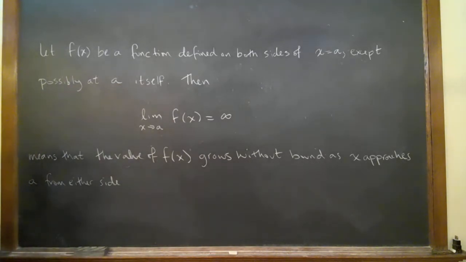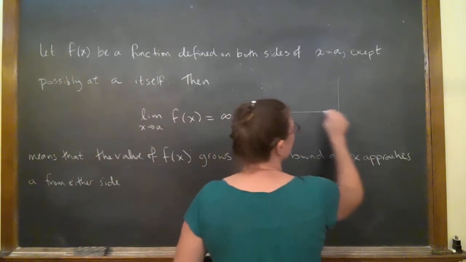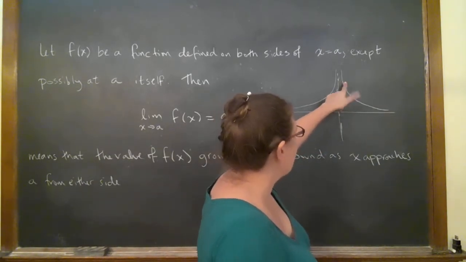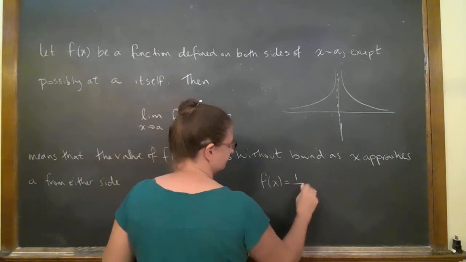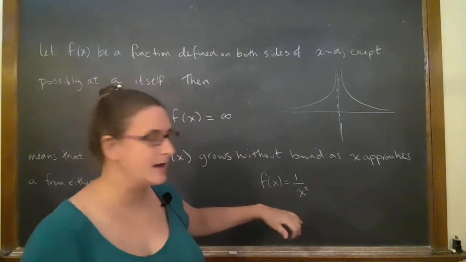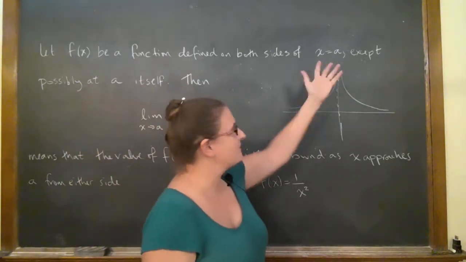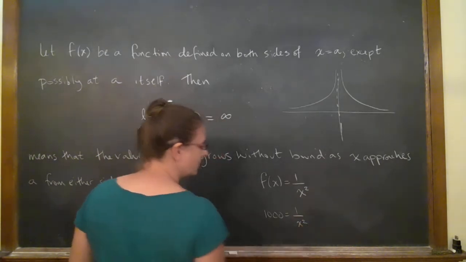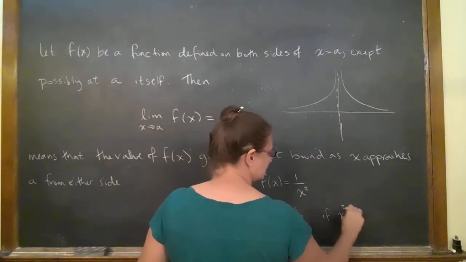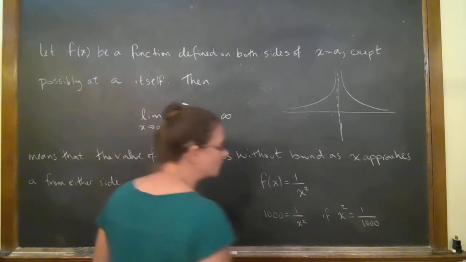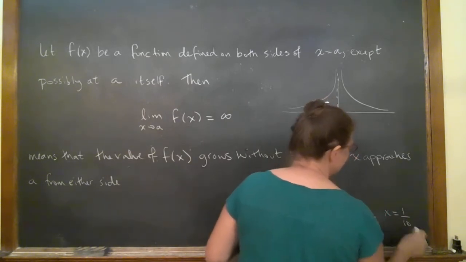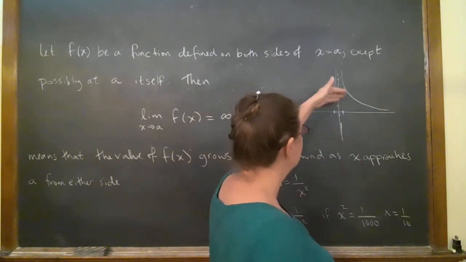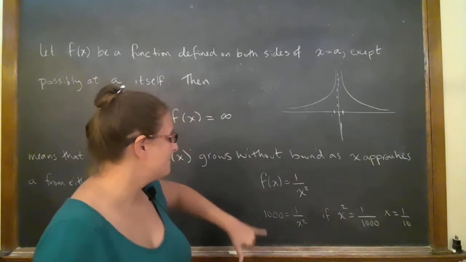And what I mean specifically by it grows without bound is if we look at our example of 1 over x squared, I can make my f of x as big as I like, right? Let's say I wanted to take f of x to be 1,000. So if I wanted it to be 1,000, then what do I need? If x squared is 1 over 1,000, so x is 1/10. So if I am at 1/10 or anywhere closer to 0, then the value of f of x is going to be bigger than 1,000.